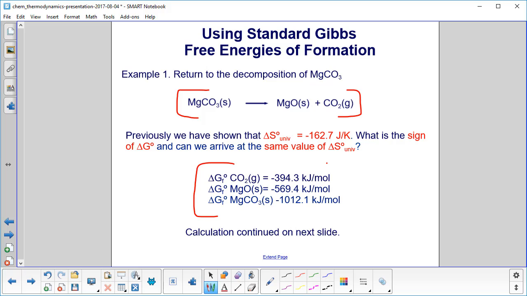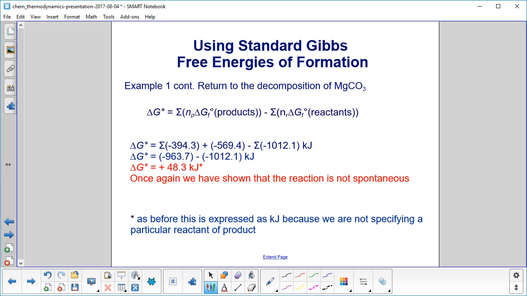So here we have our little table for the Gibbs free energies of formation. Let's go to the next slide. Okay, for the Gibbs free energy, we have our equation here, which is very similar to what we did for enthalpy and entropy. We start with the products, and we put them in here. We have two products, and then we have one reactant, and we just put those numbers in from the table on the previous page, and we find that our change in Gibbs free energy is plus 48.3 kilojoules.